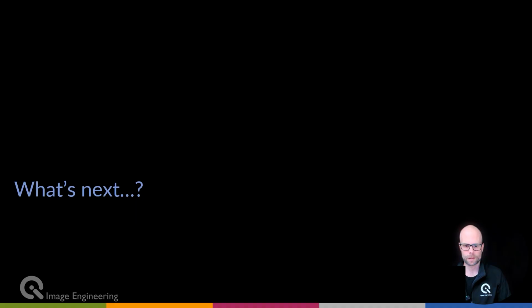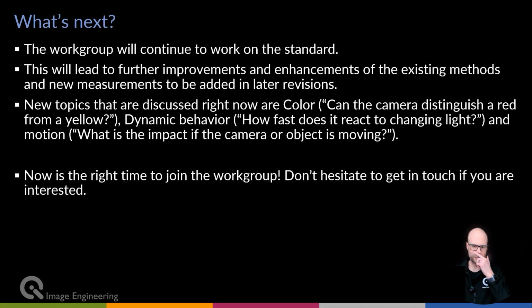So what's next? The workgroup continues to work on the standard, even though it's published now. This will lead to further improvements and enhancements of the existing methods, and new measures can be added. In the document, you will find a lot of sections that are informative, especially in noise and dynamic range. There are still things that we have identified that we would like to do in the future but are not done yet, that have not been validated to the extent that we would love to. Therefore, we will continue working on that.